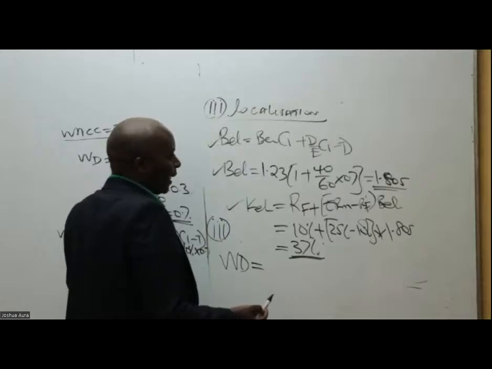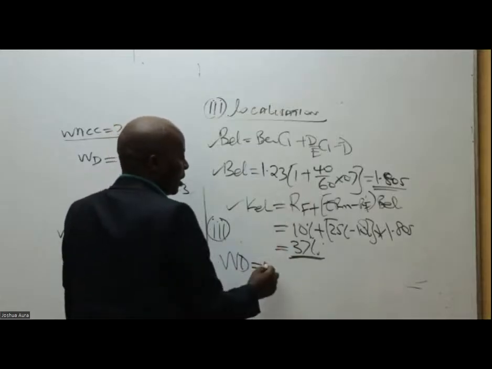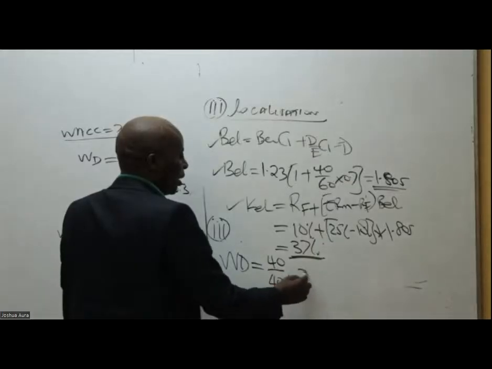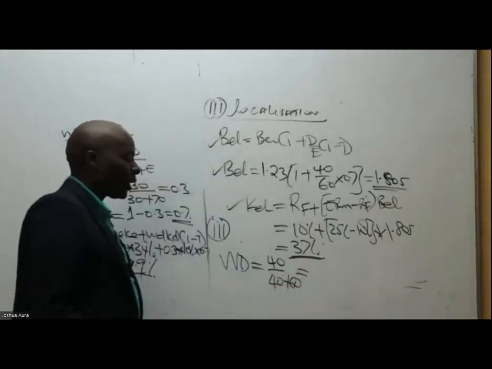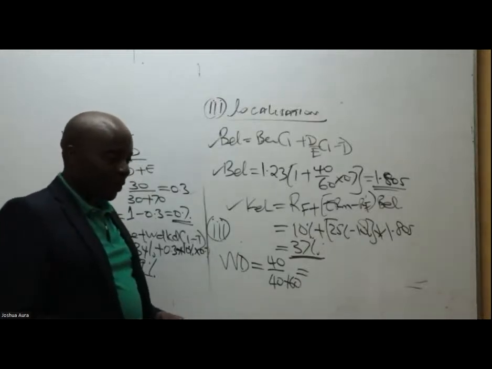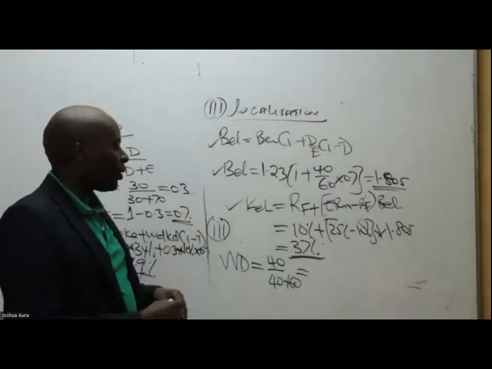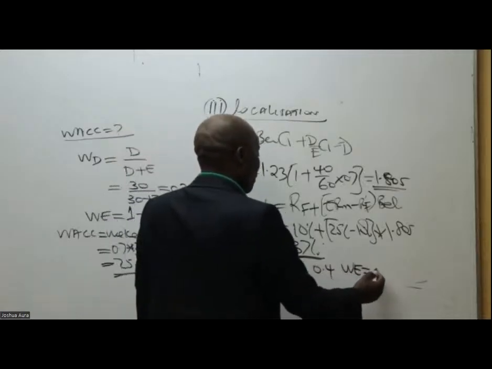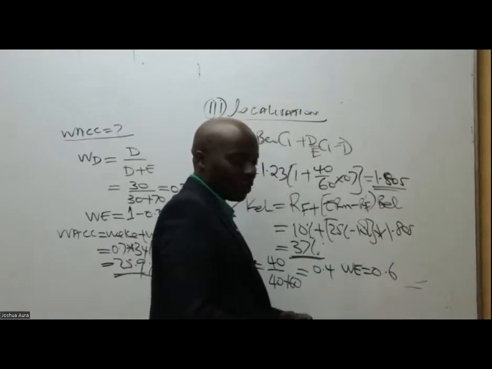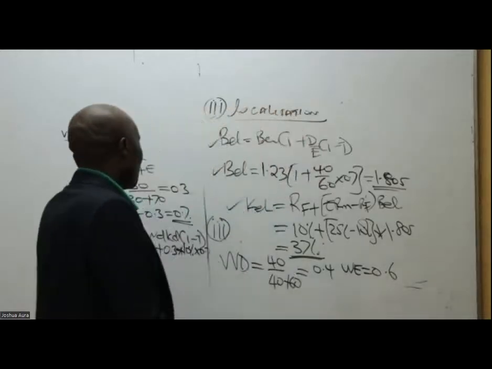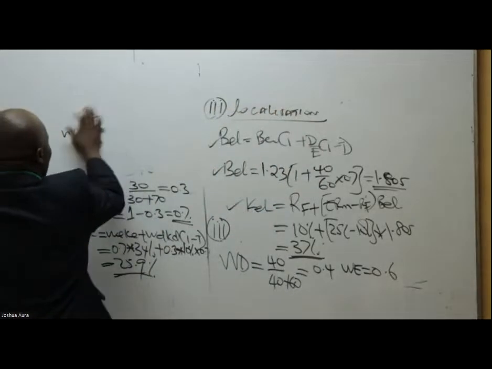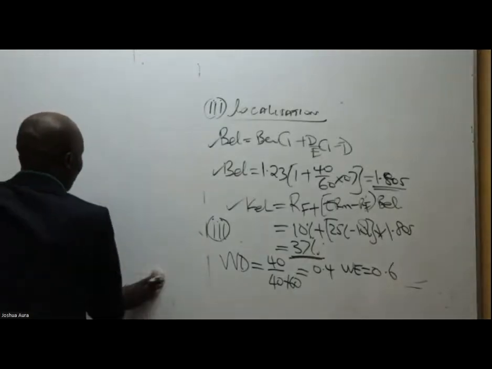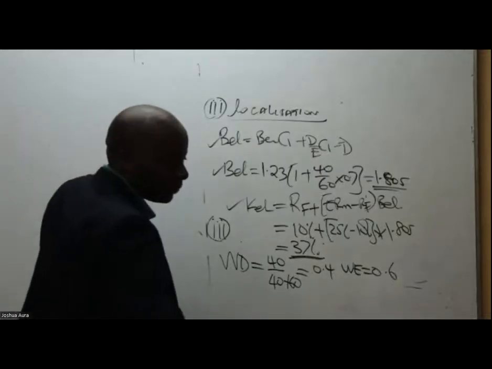So weight of debt, this is 40 over 40 plus 60. So weight of debt will be equal to what here, somebody? The weight of debt is 0.4. Thank you very much. And if debt is 0.4, then weight of equity will be 0.6.